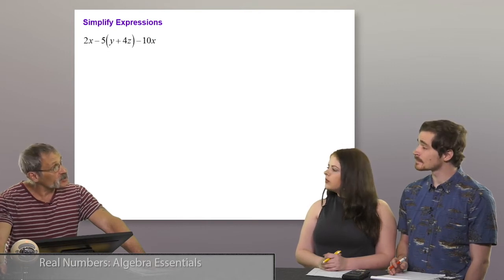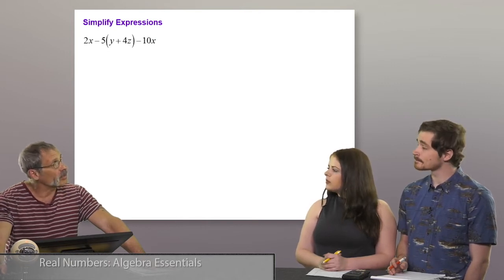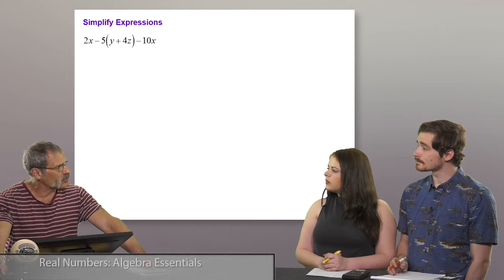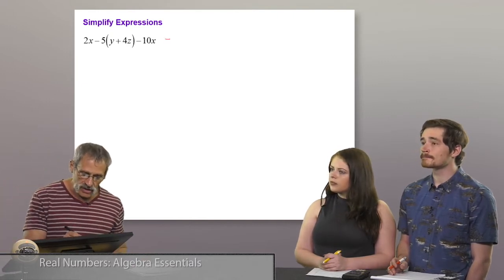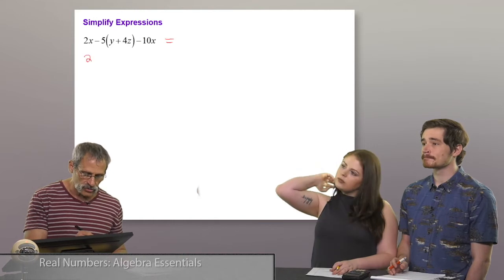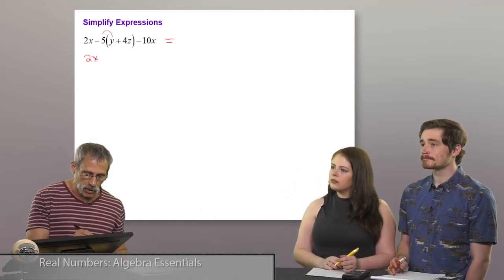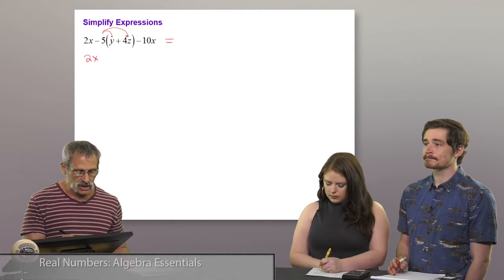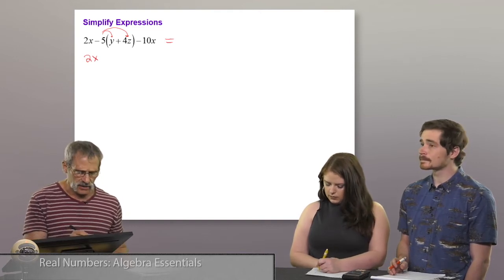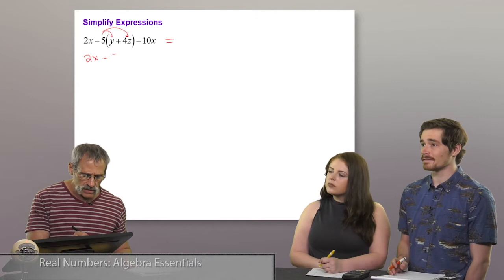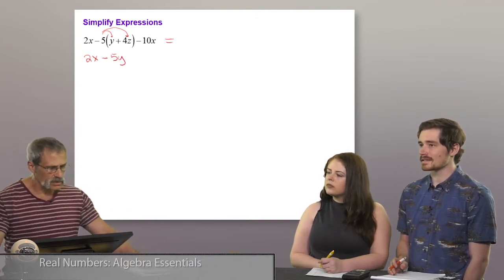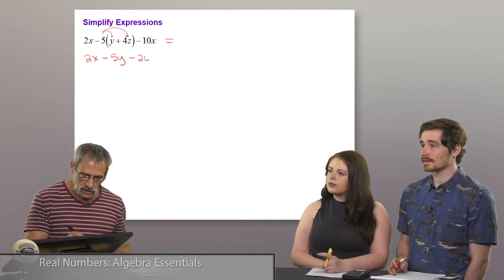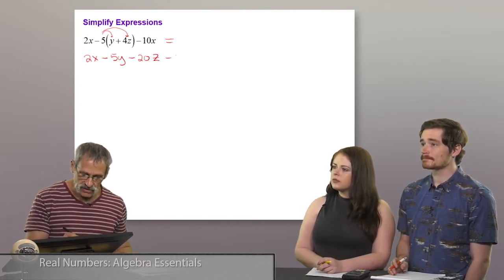For simplifying expressions, we are going to use our distributive property, and we're going to combine like terms. Variables with the same exponents on each term can be combined. So if I take a look at this simplification, the first thing I would do is distribute the -5 to both the y and the 4z. And all you're doing is saying to yourself, -5 times y is -5y. It's almost silly to say, isn't it? And -5 times 4z is -20z. Very good. And then minus 10x.